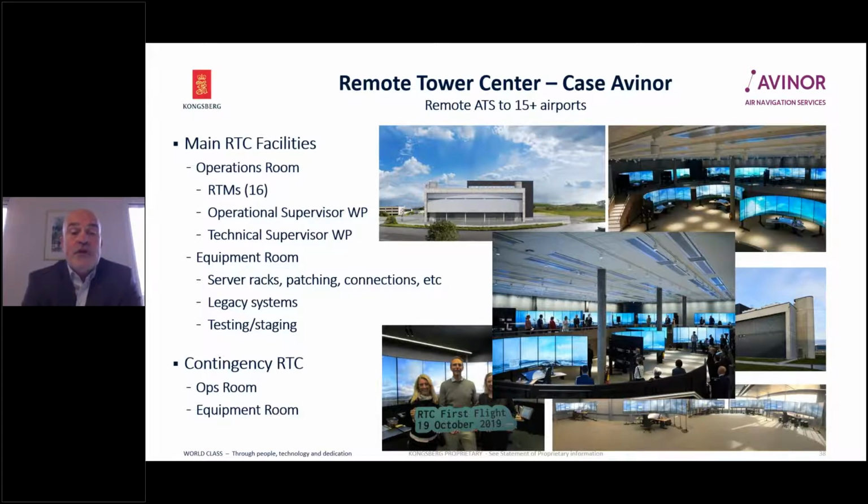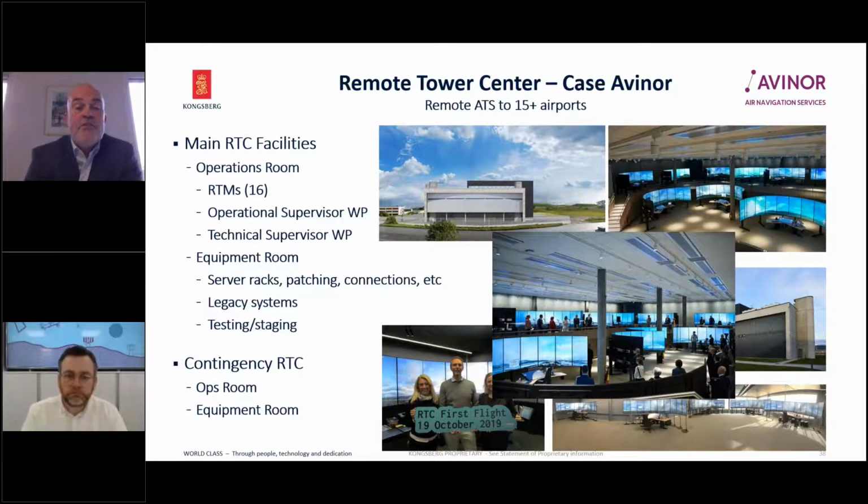And there are several advantages to operating a remote tower center. On this picture, you can see in the upper picture the brand new building built by Avinor in Bodø in Norway, which is just above the Arctic Circle. The pictures are from the grand opening of the remote tower center last fall. The bottom two pictures are from the contingency center that is now being operated, with 4 airports being remotely controlled from it.